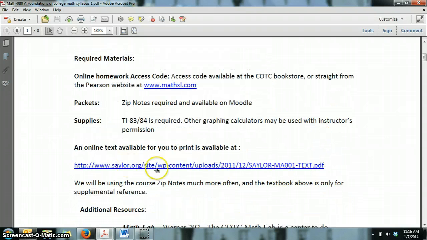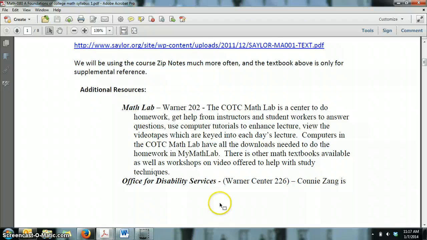If you click on this link, it's going to take you to a textbook. It's not required. You don't have to print it. It's just there for your reference. So if you need a textbook or you want to see some more examples, you can follow this link and it will take you to a PDF of a textbook.